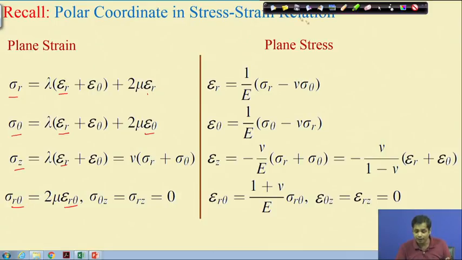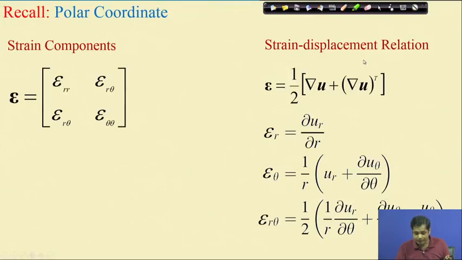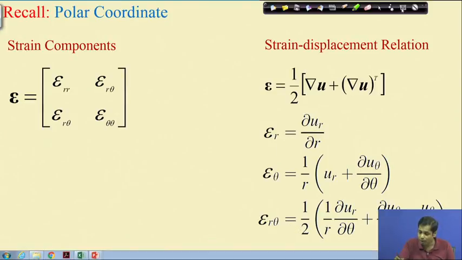Once we have the strain components, then we know the strain displacement relation. These are the strain displacement relations. So, we know epsilon RR and epsilon theta theta from the previous slide, and then you have to integrate epsilon RR, epsilon theta theta and epsilon R theta. If you integrate it, then we get displacement. In that integration, we will have some constants, and those constants need to be determined based on the boundary conditions. What are the displacement boundary conditions given for this problem?